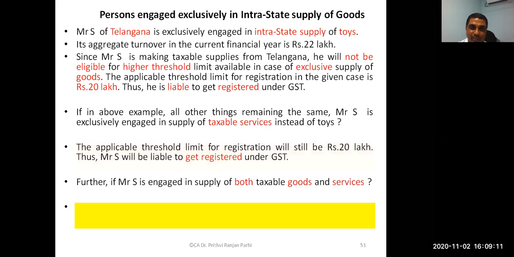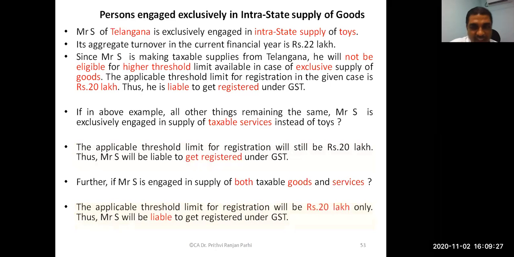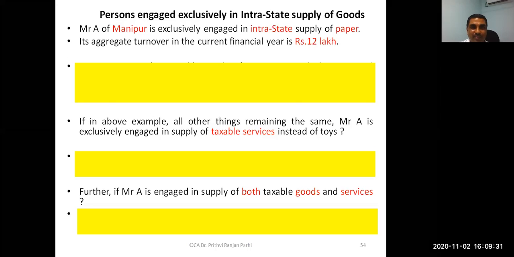It doesn't matter whether you are dealing in goods or services. The limit is 20 lakh. And if Mr. S is engaged both in goods and services, what will happen? Then also he is liable. Good. Now you have understood. Okay, let's see one more example.